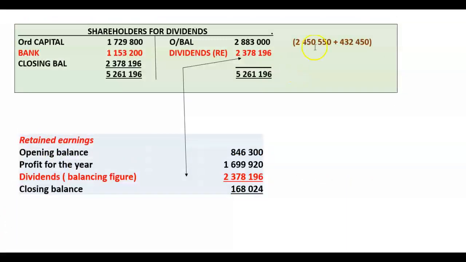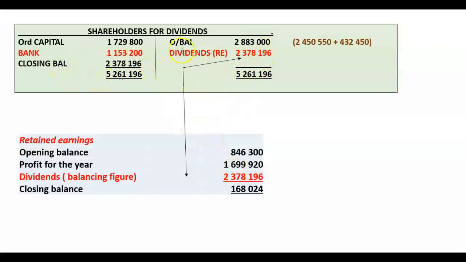Now, dividends paid, we said our opening balance was 2,883. We settled 60% by way of a capitalization issue, so 40% of that amount was settled in cash, which is 1,153,200. Now, the dividends for the current year. Now, guys, here it was accidentally equal to the closing balance, but it could have been something else.